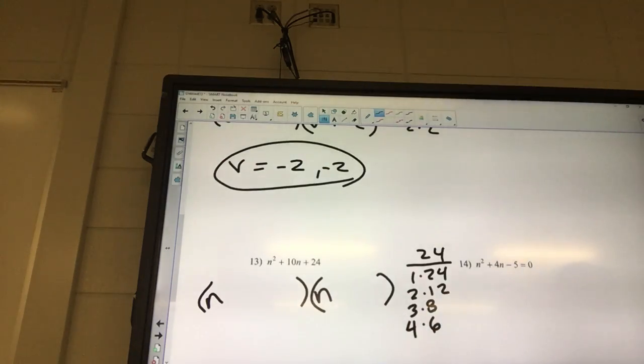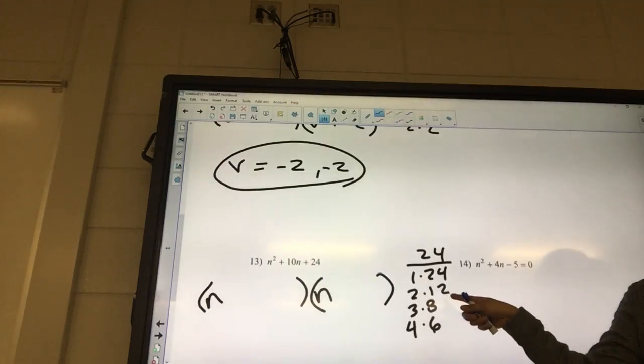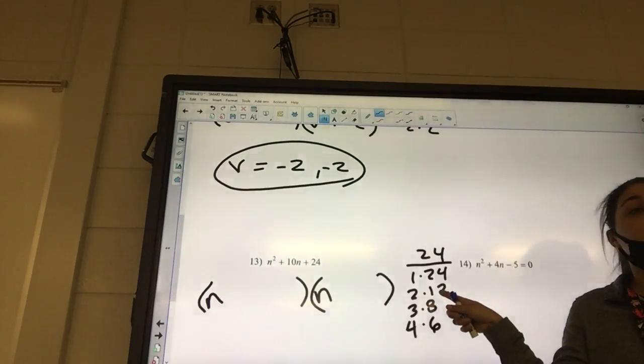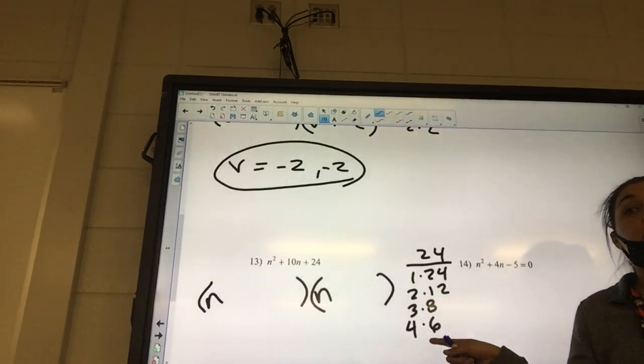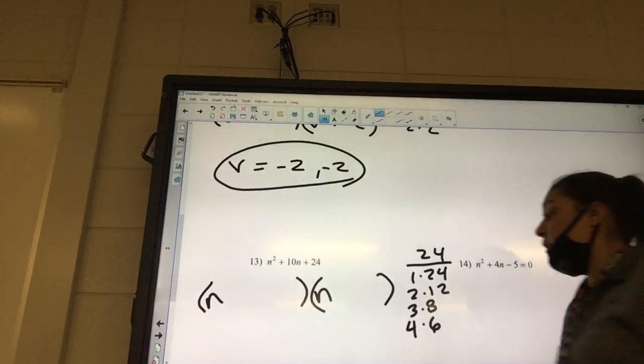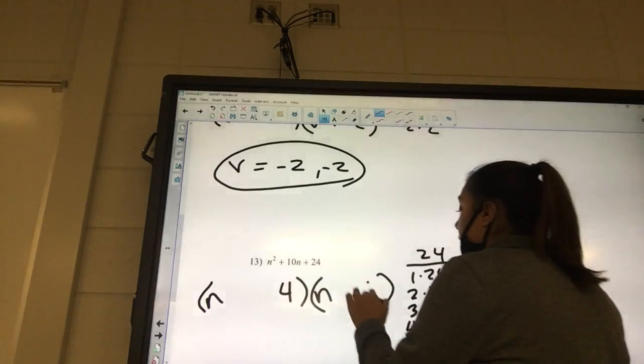I need something to add or subtract to give me what? A positive 10. So what am I going to use? 2 and 12. You can use 2 and 12 or 4 and 6. If I did 2 and 12, how could I get a 10? Negative 2 plus 12. Yeah, so 12 minus 2. If I did 4 and 6, how could I get a plus 10? Positive 4 and positive 6. Okay, so either one would work.